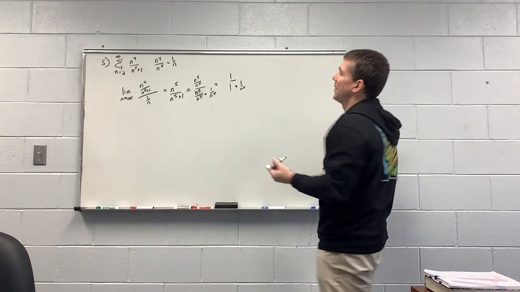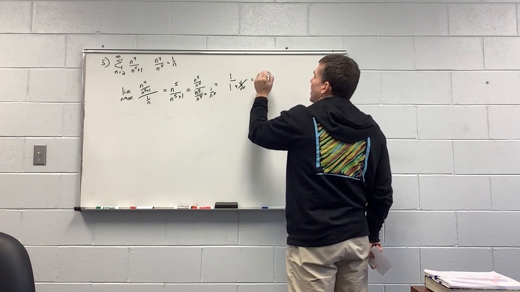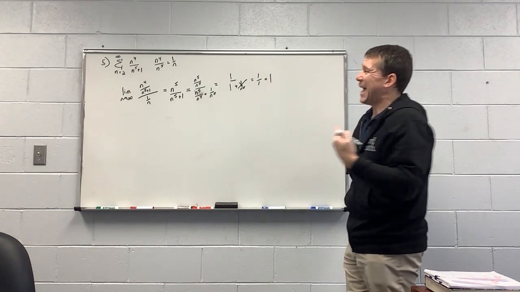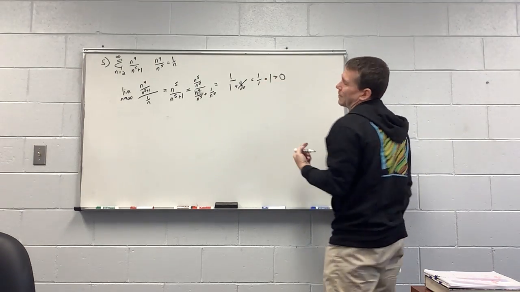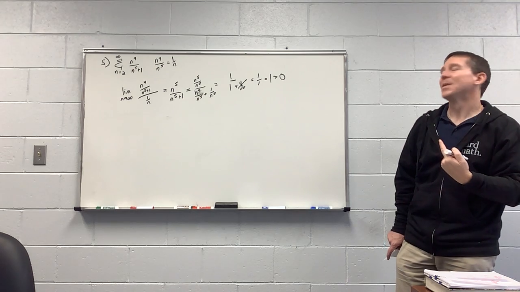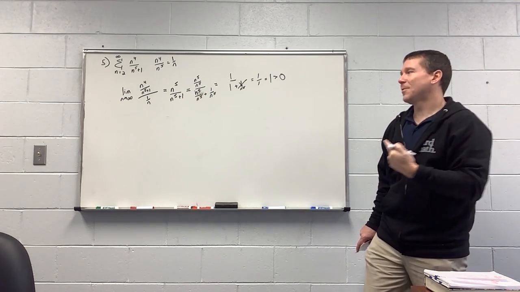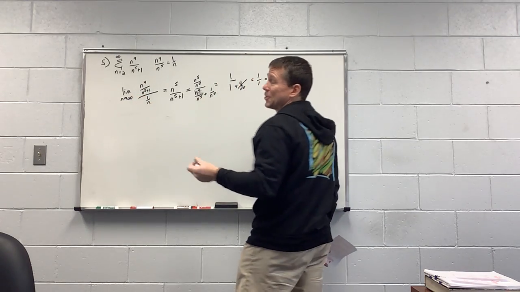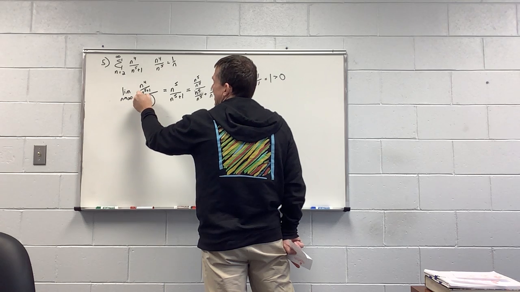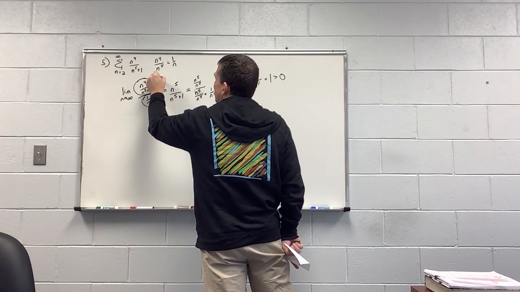As n approaches infinity, 1 over n to the 5th approaches 0. And I get 1 over 1, which is 1. And then my limit is equal to 1, which is finite and greater than 0, which means whatever is true of one is true of the other. Either they both converge or they both diverge. Since this one diverges, this one diverges.